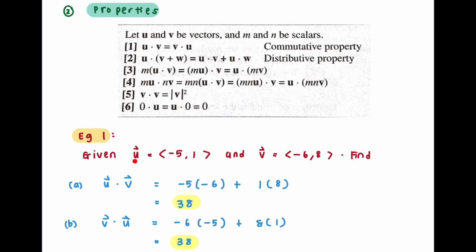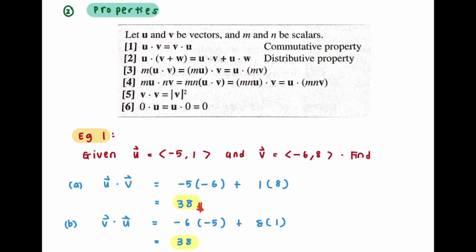Let's say you are given u as negative 5, 1 and v as negative 6, 8. And then the question asks you for u dot v. So let's just multiply the i part, negative 5 times negative 6, plus 1 times 8. So the answer is 38. So this is your answer.